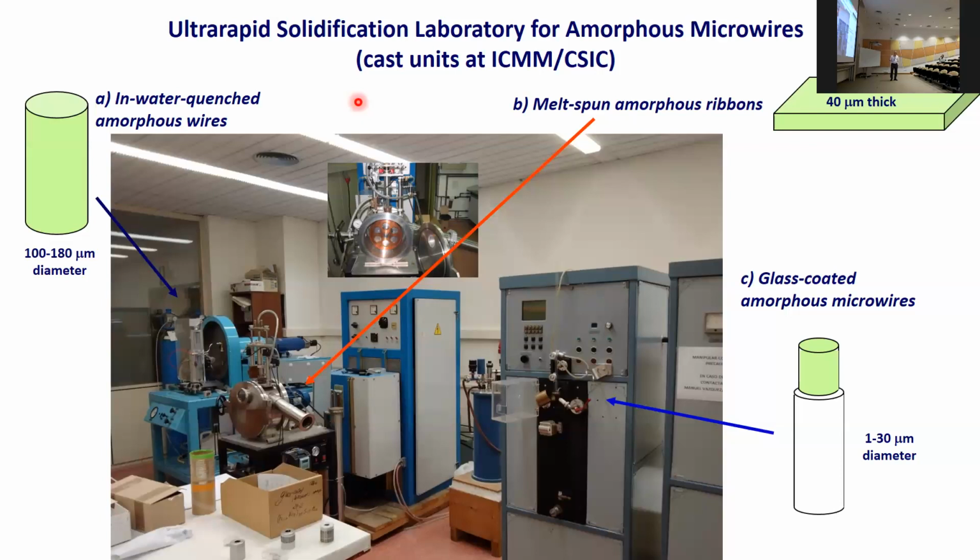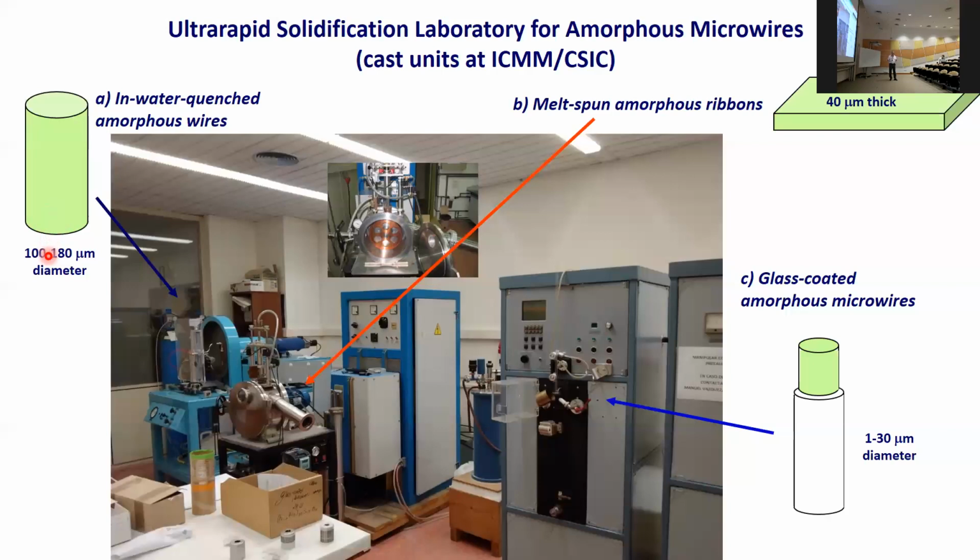There are two families. In fact, we have three machines to prepare these materials. One is for ribbons. We have two families of amorphous wires, the so-called rotating water quenching technique, by which we obtain amorphous wires in the range of 100 micrometers in diameter.